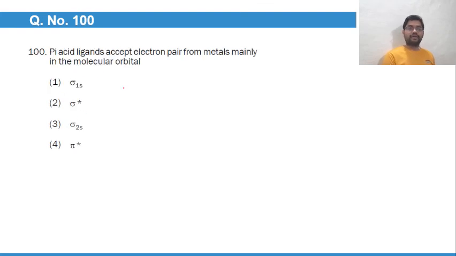Question 100: pi acid ligands accept an electron pair from metals mainly in the molecular orbital pi star. Okay, they form pi bonding, right? That's why we have pi acid. Clear? So for 100 the answer is option number 4.